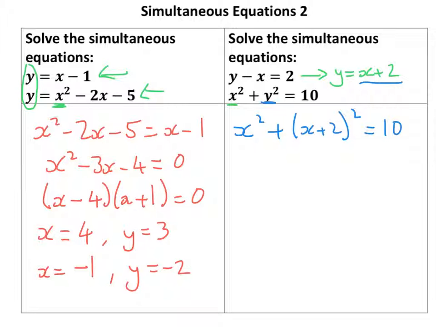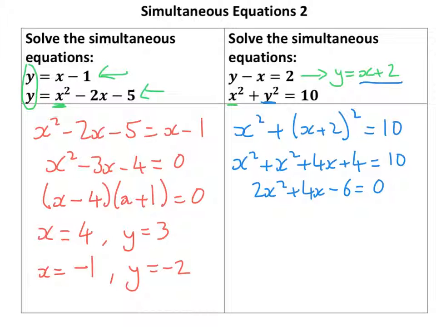I then multiply out and simplify. It's x squared plus x squared plus 4x plus 4 equals 10. Simplify, you get 2x squared plus 4x minus 6, because we're going to take away 10 from both sides. Now you'll notice that all of those divide by 2, so to make it a little bit easier on myself, I've divided everything by 2. If you miss this bit it doesn't really matter because you'll end up with the same answers. And then I can factorise.